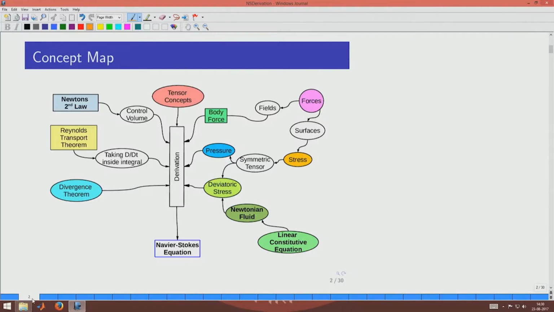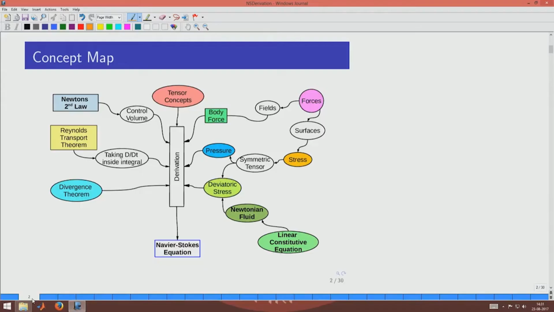So, the concept map for the derivation of Navier-Stokes equation is given here. The starting point for the Navier-Stokes equation is nothing but Newton's second law, the conservation of linear momentum, and we see that it basically is talking about the velocities and accelerations and how they are related to the forces. Now, the difference between how we did that in high school and how we are going to do it in Navier-Stokes equation is that we are going to apply this to a control volume.